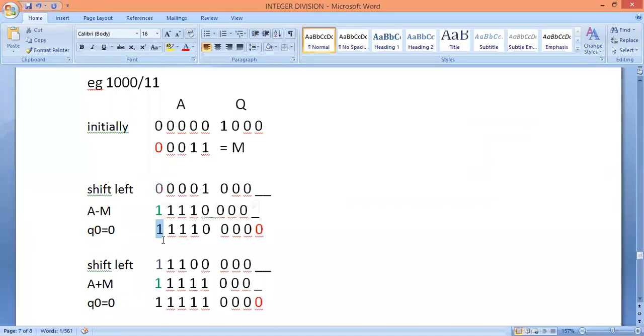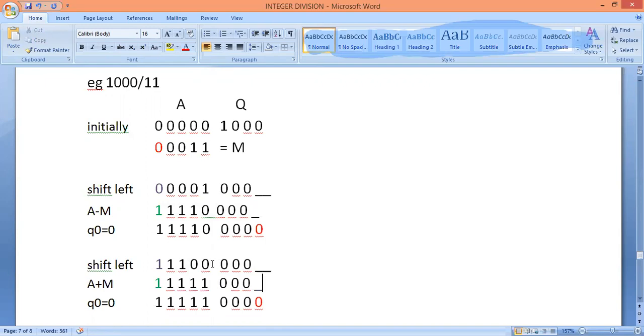What is it? It is 1. Shift left. Okay, I have shifted it left. After shifting left, the MSB is 1. So what do you have to do? You have to add A plus M now. It is not A minus M, it is A plus M.